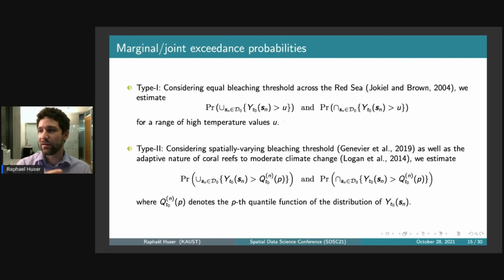That's considering an equal bleaching threshold U. Then for type 2, we do the same thing, but replace this fixed temperature threshold U by something that varies across space. Here, we fix a probability level P, and then we compute the threshold for each location. This is a bit more in line with coral bleaching theory, which states that usually corals slowly adapt to their environment. For example, the bleaching threshold in the north of the Red Sea will be lower than in the south of the Red Sea.